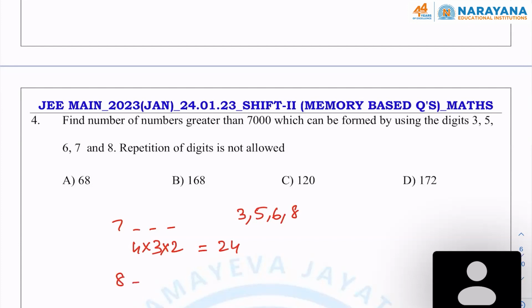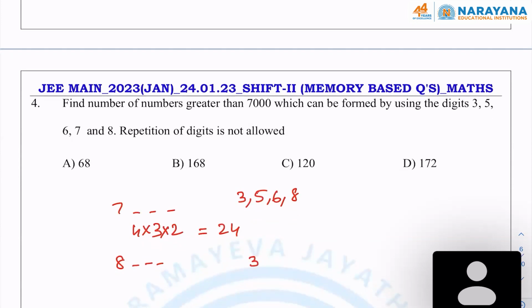I will follow the similar procedure. This digit can be filled with any one of the 4 digits available, 4 into next digit. It can be filled with any one of the remaining 3 digits. So 4 into 3 into 2. So again we are getting 24.